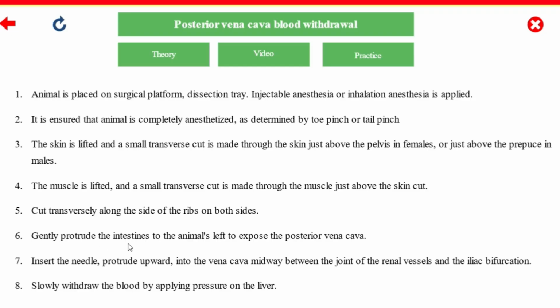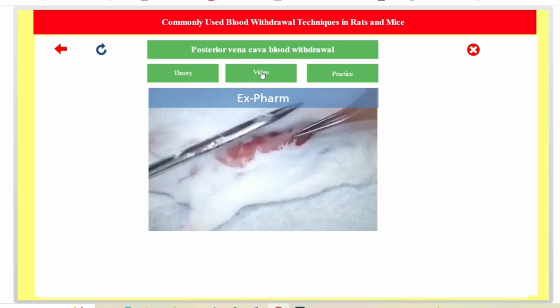Gently protrude the intestine to the animal's left to expose the posterior vena cava. Insert the needle protruded upward into the vena cava midway between the joints of the renal vessels and the iliac bifurcations. Slowly withdraw the blood by applying pressure on the liver. Now we will see the video.